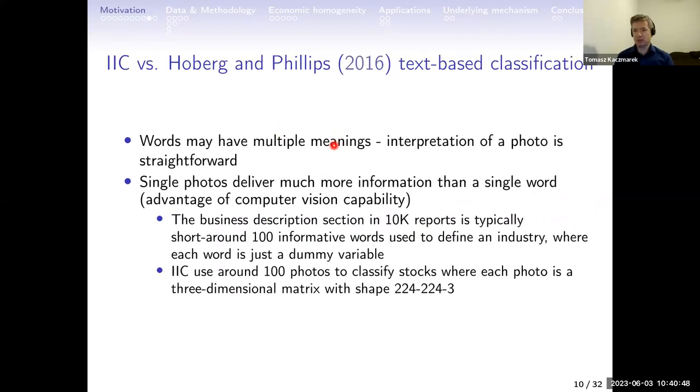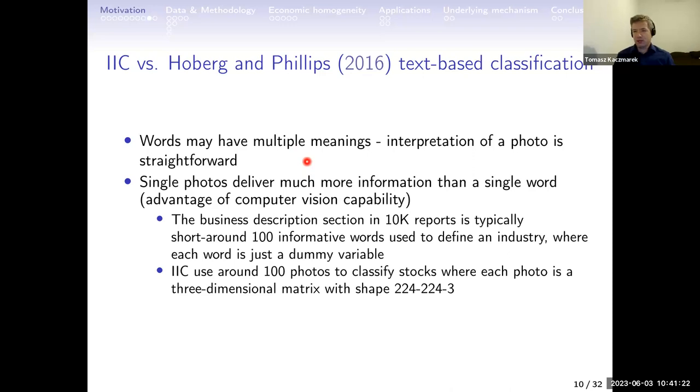Then when we compare our approach to Hoberg and Phillips, that is a text-based classification and also typically concentrates on products, because what we typically capture in these photos, these are products, but not only, but typically these are products. Hoberg and Phillips, when they look at the business descriptions in the 10-K reports, also typically capture products and their definitions. But while words may have multiple meanings, interpretation of a photo is straightforward.